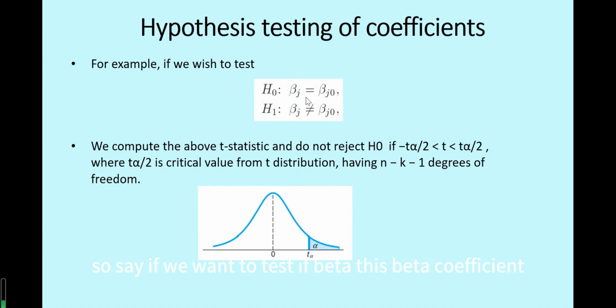Say we want to test if this beta coefficient is equal to a specific value, and this is the null hypothesis. For example, this is 0. If we want to test whether beta j equals 0 or not, we formulate the alternative hypothesis as beta j not equal to this value, not equal to 0.